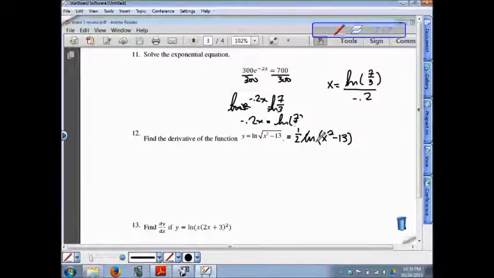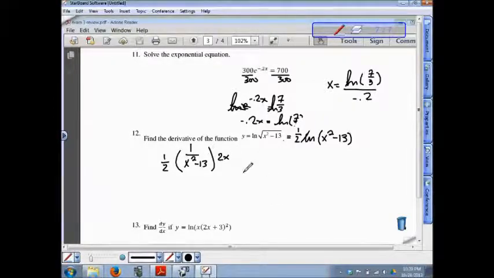So the derivative of this is going to be 1/2 times 1 over x squared minus 13 times the derivative of the inside function, which is 2x. Okay.